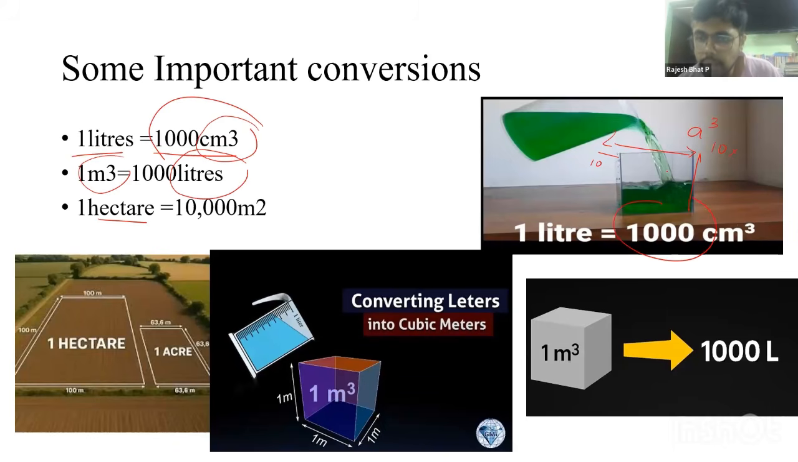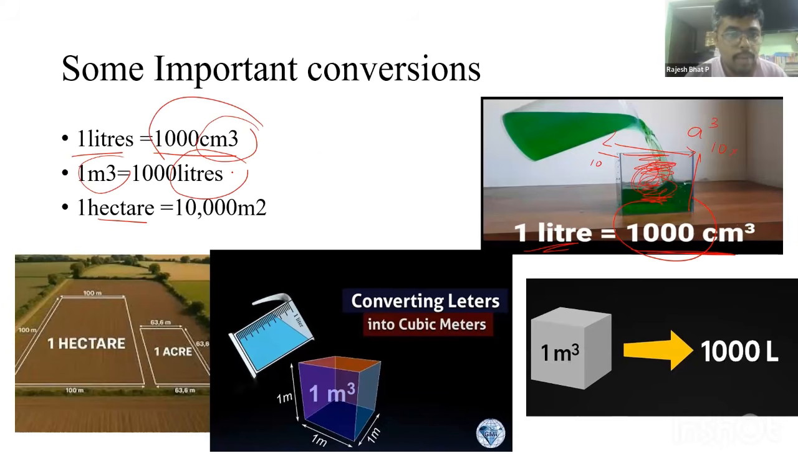This means in this cube, if you put water, that volume is 1 liter. If somebody says 1 liter, what is the meaning of it? It is 1000 centimeter cube. How? I explained to you. If you take one box of length, breadth and height of 10, 10, 10, the volume will be 1000 centimeter cube. That will be equal to 1 liter.